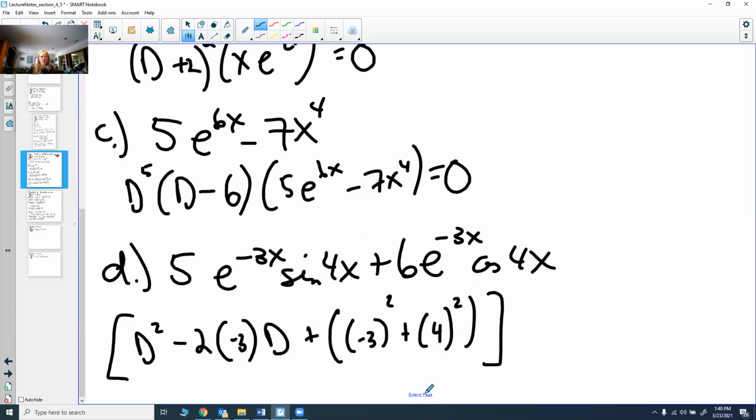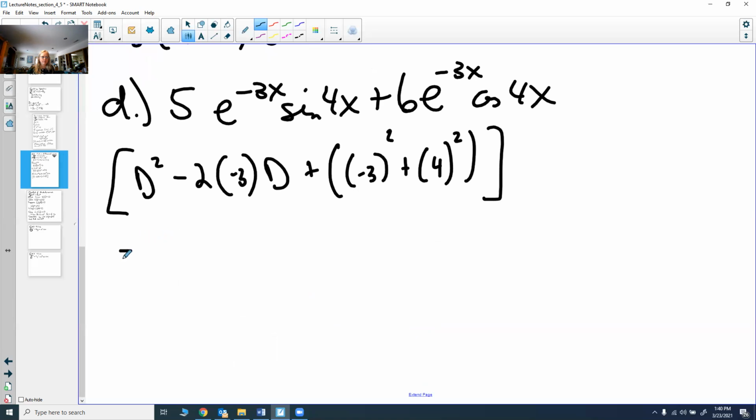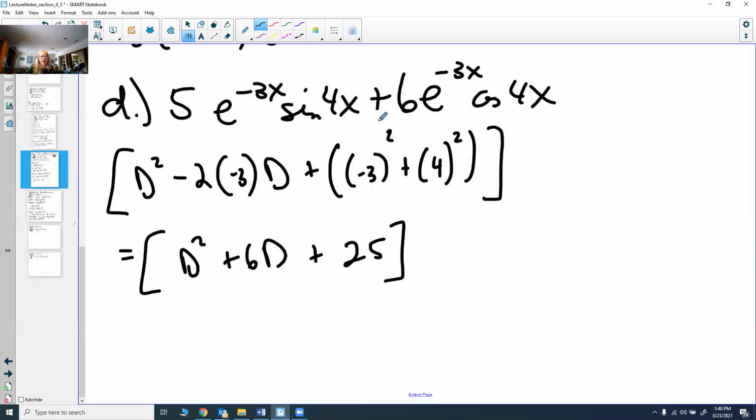Now, I would actually multiply this all out and see what you get. This multiplies out into D squared plus 6D plus 9 plus 16, which is 25. That's a little bit easier way to look at it, and that will also annihilate all of this. So if I were to use that on this term, it would make it equal to 0.